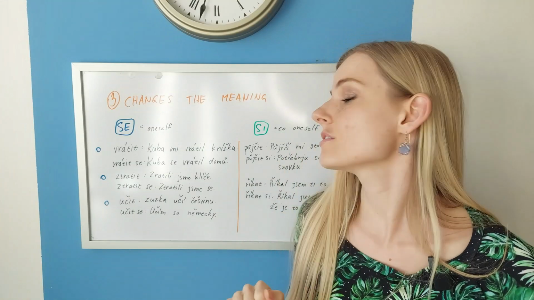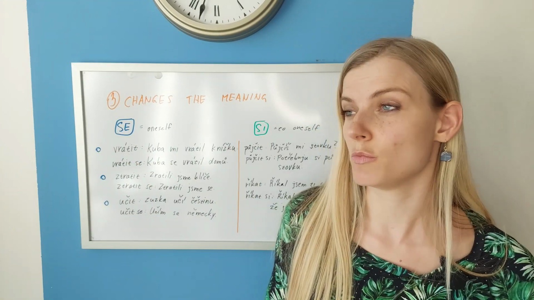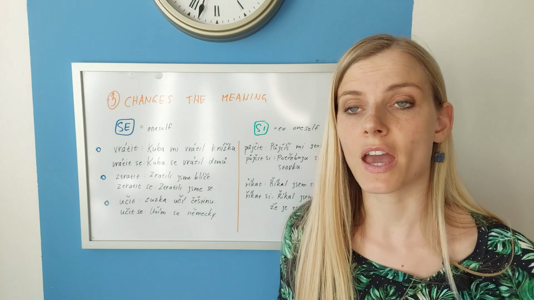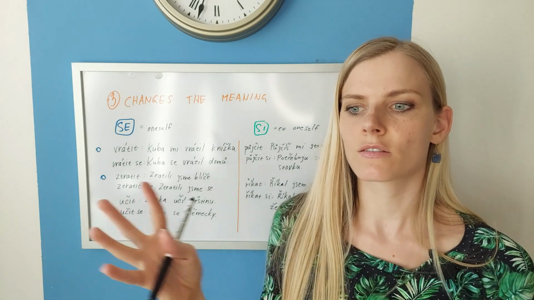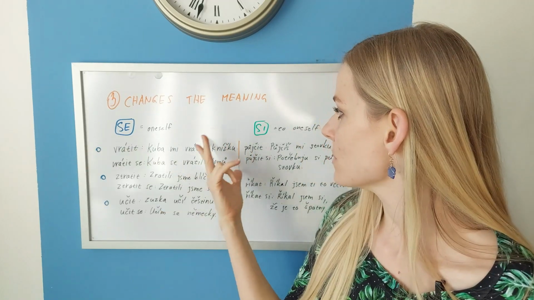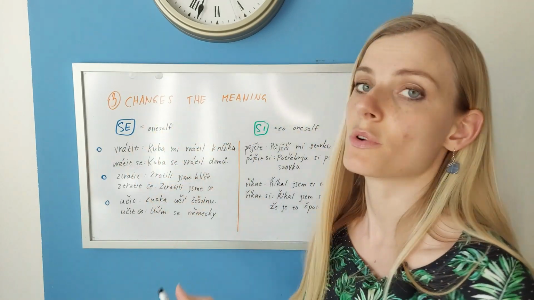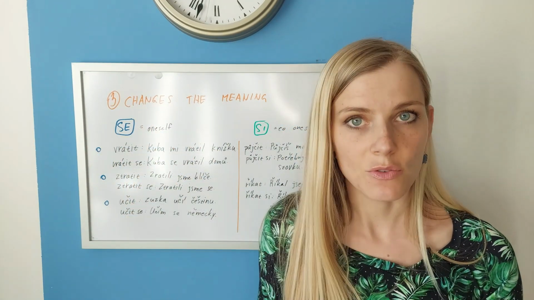Our third category is when adding se or si changes the meaning a little bit more. I would also like to add that the use of se and si is exclusive. So if you want to use se, you cannot mix them, you cannot use them both in one sentence. So you either use se or si if you need it.